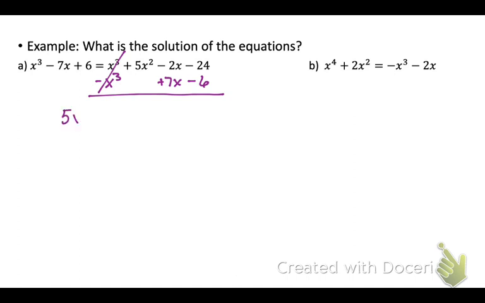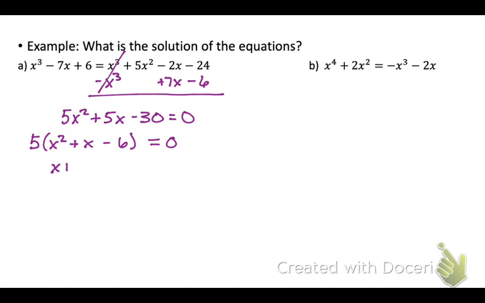So I have 5x squared plus what? 5x minus 30 equals 0. So now what? Factor out a 5. Good job. x squared plus x minus 6. 2 and negative 3. Good job. See how your muscle memory kicks in?